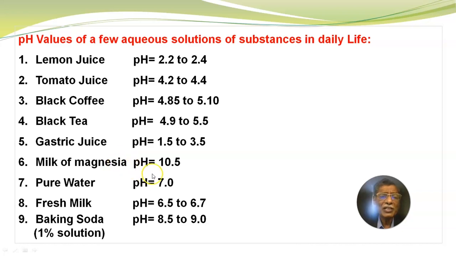Milk of magnesia 10.5. Pure water pH is equal to 7.0. Fresh milk 6.5 to 6.7. Baking soda, if you take 1% solution, pH is equal to 8.5 to 9.0.